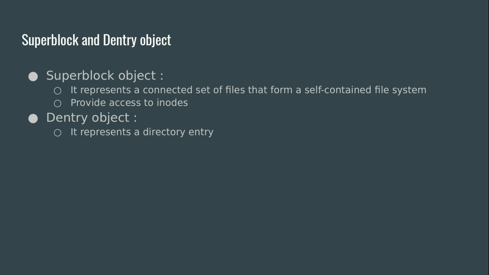The superblock object represents a connected set of files that form a self-contained file system. That is a single object for each disk device mounted, and it also provides access to the inodes. VFS gives the inode number to the superblock object and gets in return the inode object. An entry object represents a directory entry.